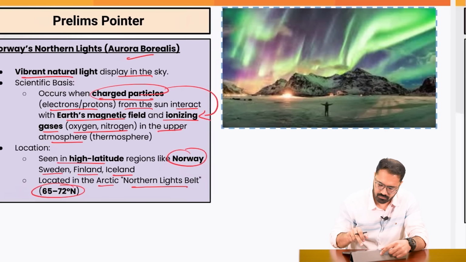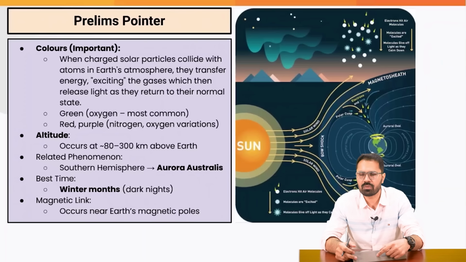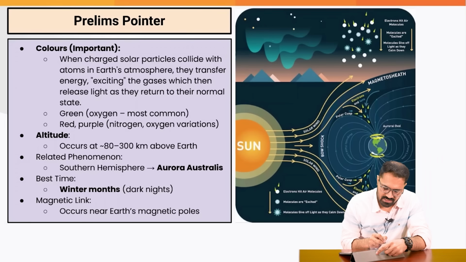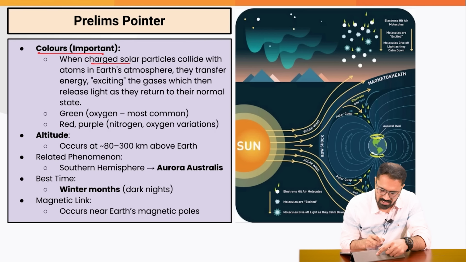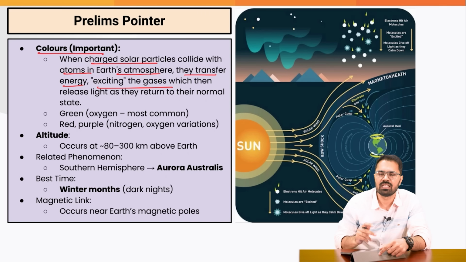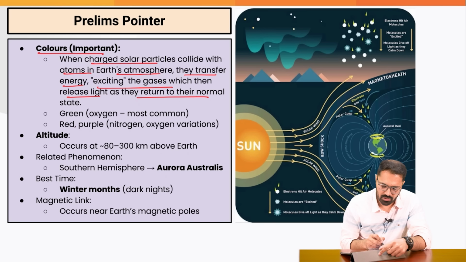Clear? Now we'll see the phenomena, how it happens. Now how are these colors imparted to these lights? Now when charged solar particles collide with the atoms in the Earth's atmosphere or with the ionized gases, they transfer energy, exciting the gases. They transfer energy into these gases, which then release light as they return to their normal state.